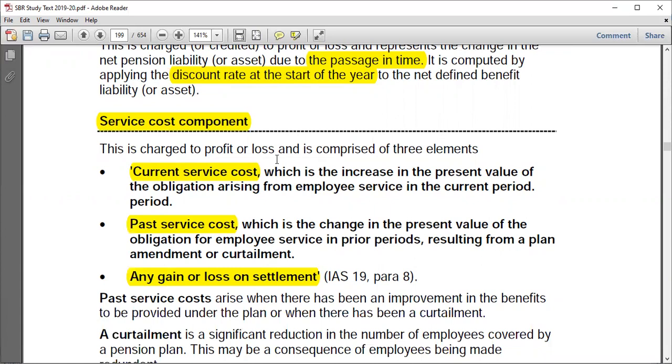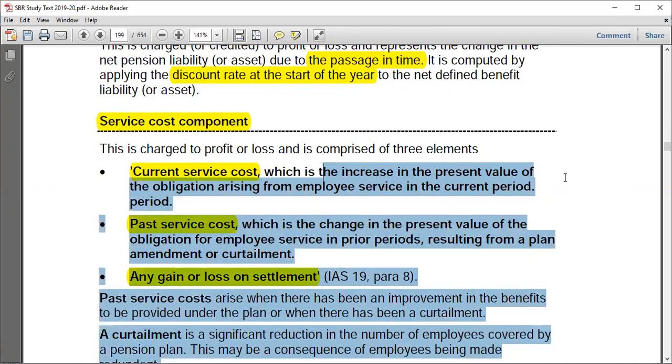So as for current service cost, it relates to the current period. That's why we say it is the increase in the present value of the obligation. As I told you and showed you, the obligation is usually measured in present value, and the asset at the end is usually measured at fair value. That's why the service cost will increase the liability. So it is the increase in the present value of the obligation, which is the liability, arising from employee service in the current period. Over, right?